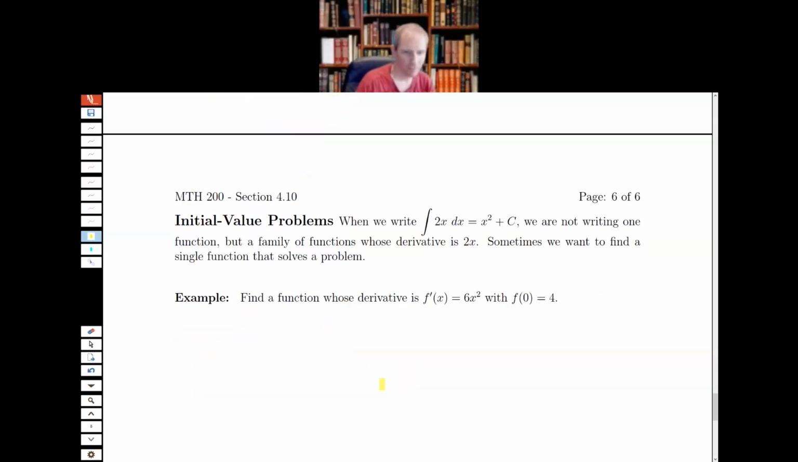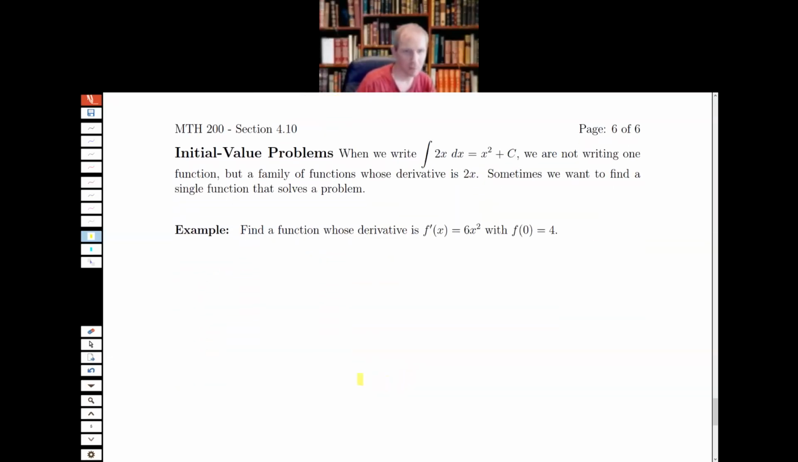Okay, let's look at a different type of problem. Initial value problems. All right, so if I write something like the integral of 2x dx equals x squared plus c, what I'm doing is writing a family of functions whose derivative is 2x. So this is infinitely many functions.